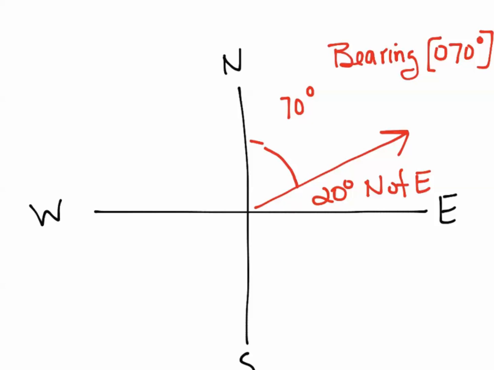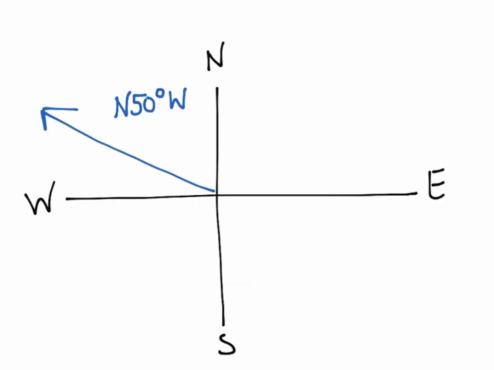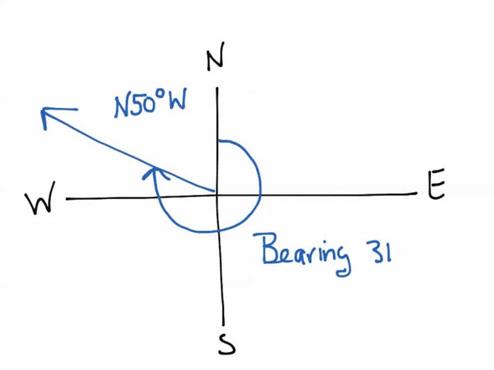Let's look at another example. Here between west and north we have a vector that has a direction of north 50 degrees west, and that tells us that from the north we've rotated 50 degrees towards the west. If we think about what our bearing is from north, we've gone all the way through, not quite to 360. In fact, we're 50 degrees shy of 360, so here we have a bearing of 310 degrees.